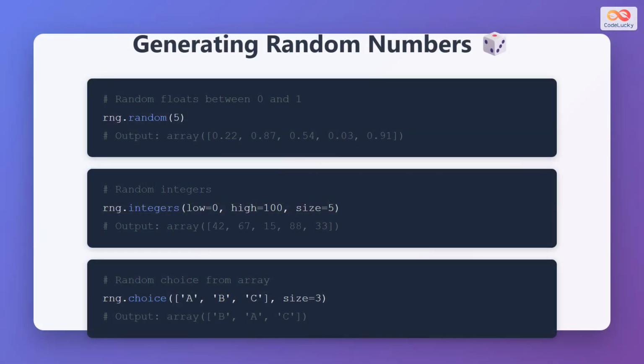Let's see practical examples of generating random numbers. To generate random floats between 0 and 1, use rng.random with the size parameter. For example, rng.random of 5 returns an array of 5 random floats. To generate random integers, use rng.integers with low, high, and size parameters. For instance, rng.integers with low equals 0, high equals 100, and size equals 5 returns 5 random integers between 0 and 99. To randomly choose from an array, use rng.choice with your array and size. These methods make it easy to generate random data for your applications.